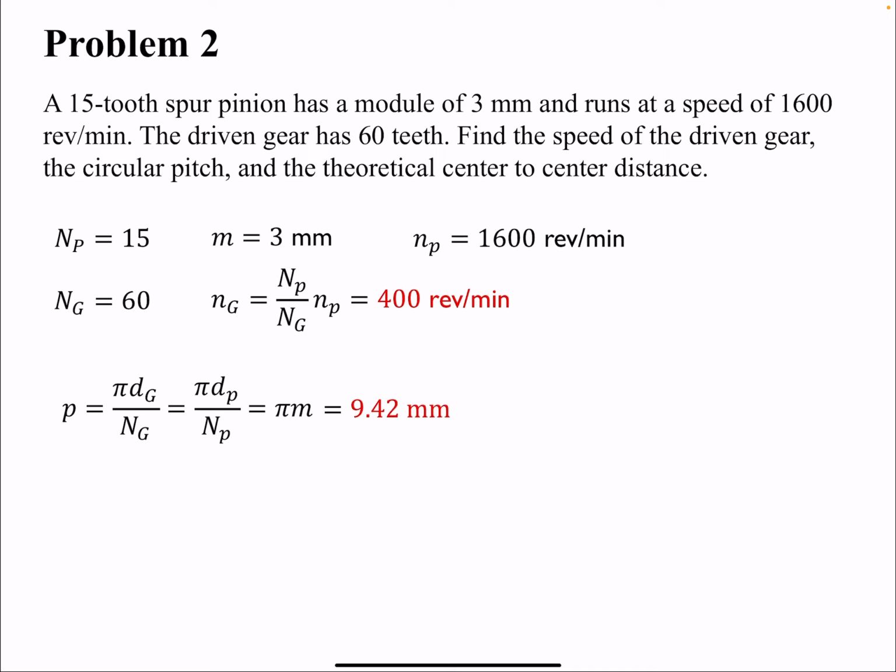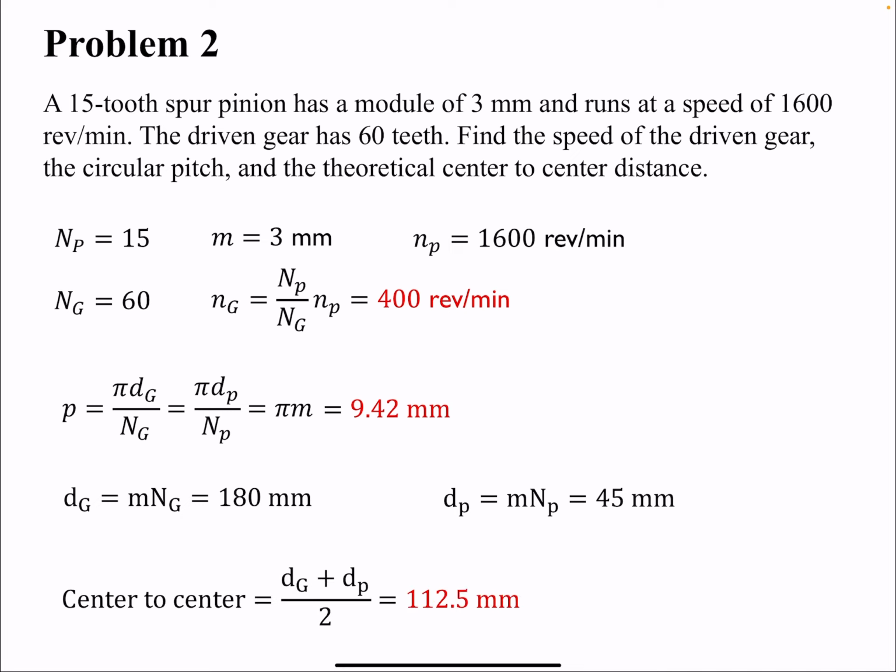So we have everything. We want to find the center to center distance, which means that we need to find the diameter. We have the number of teeth, and we have the module, so we can find the diameter. The module is simply d over n. So the diameter of the gear, the diameter of the pinion, therefore the center to center distance would be the addition of the radii, or you find the diameters and divide by 2. So that would be 112.5 millimeters. So that's how far you need to place the two gears from each other.